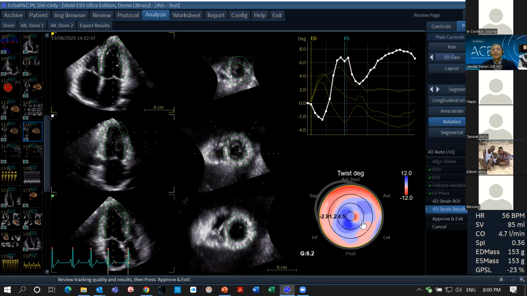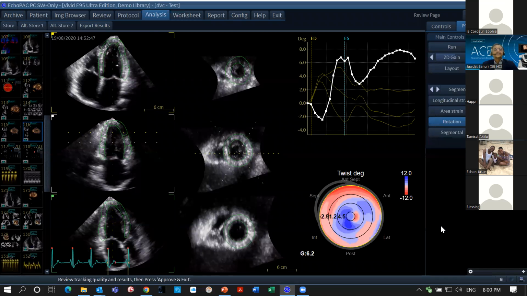But anyway, we also have the average rotation of the apical ring, and then the twist, which is the difference between the apical and the basal rings, which is probably the most valuable value of rotation, let's say, for LV. So if I'm happy with this, I will just approve or cancel. I will actually cancel in this case.